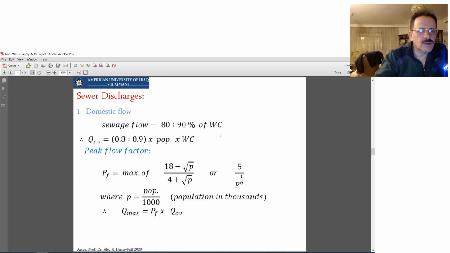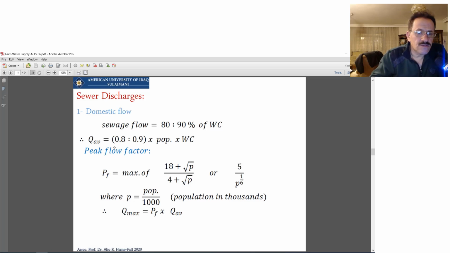So we have to calculate the domestic flow, which is the assumption of 90% of the water demand, which is 250, times the number of the population. This will give you the average demand, the average flow.